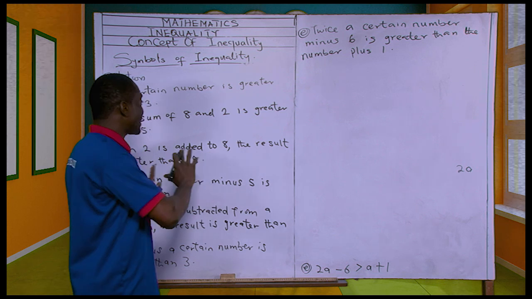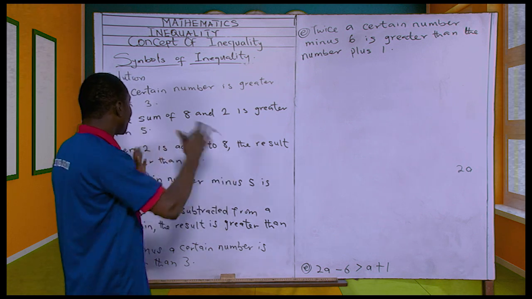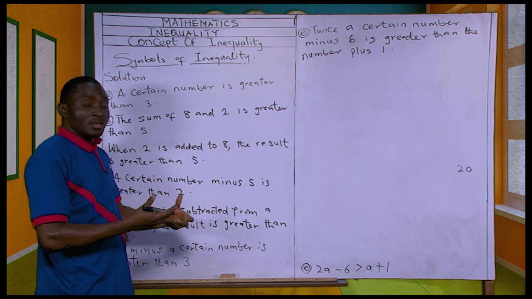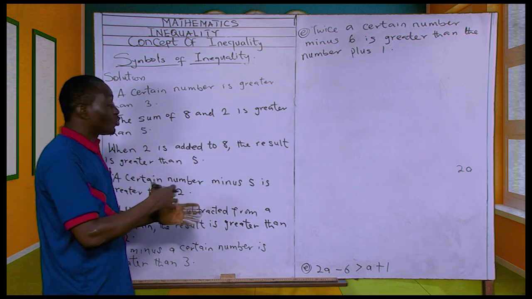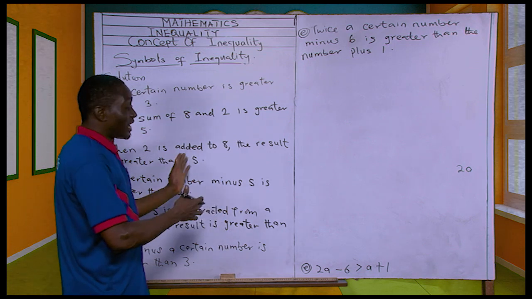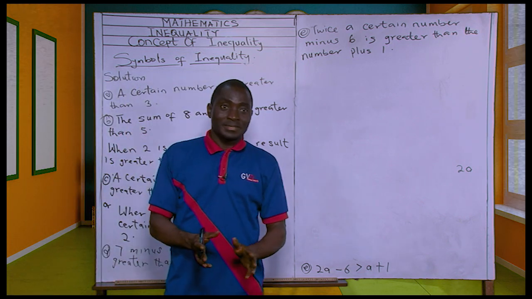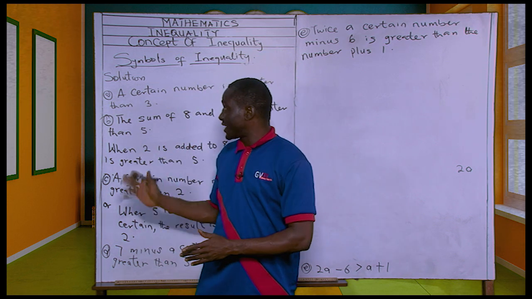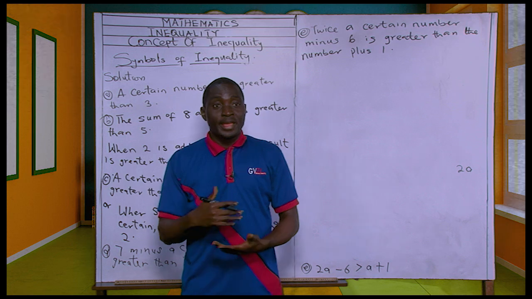I hope you understand how we have rewritten the given inequality with their symbols into ordinary statements and vice versa. Now let's move to the next example. This was just example 2. Example 3.